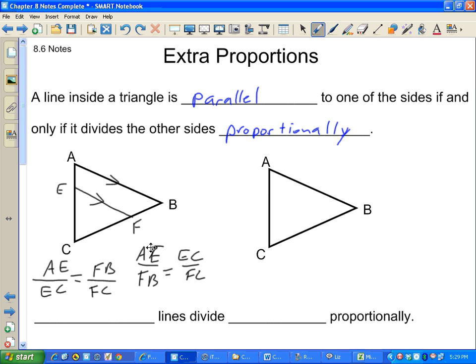Wait, did I write the AE to EC? I should have FC to F. AE, EC, EC, FC. Yeah, that works.